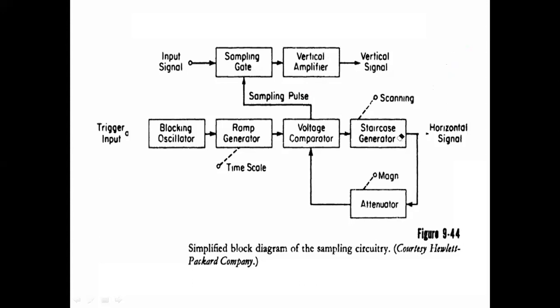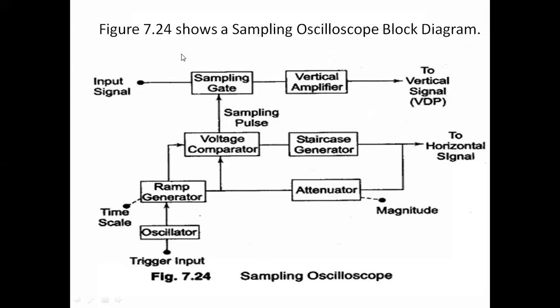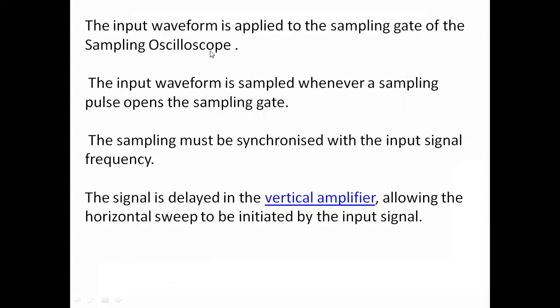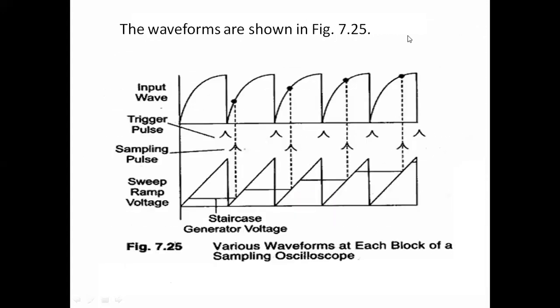So what are the changes which are applied for the staircase generator? The change of voltage is applied to the horizontal generator, the horizontal signal, which is applied to the horizontal deflection plates. Okay. So this is the same block diagram we are seeing, the block diagram of the sampling oscilloscope.